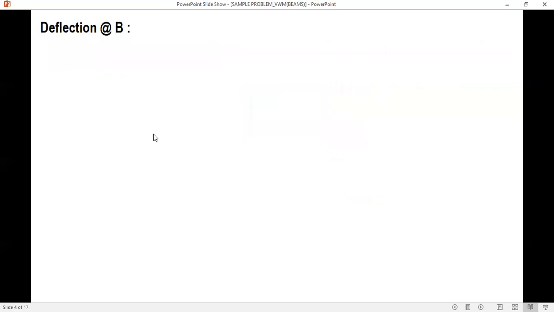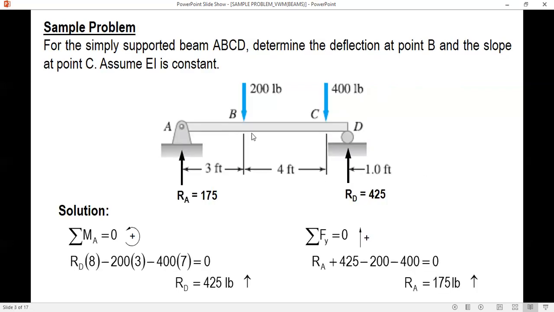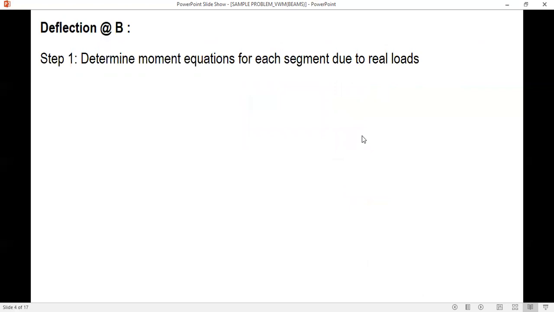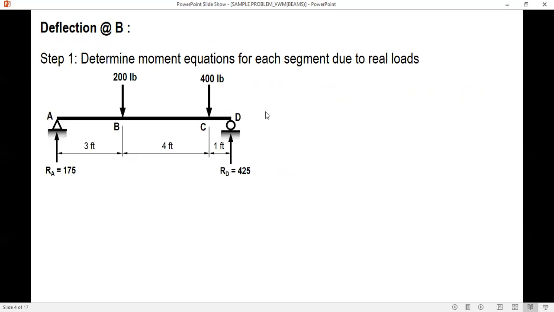So, first we determine the deflection at B, and the other one is the slope at C. The first step is to determine the moment equations for each segment due to real loads, or the capital M. Okay, so this is our original beam. We have three segments, AB, BC, and CD.